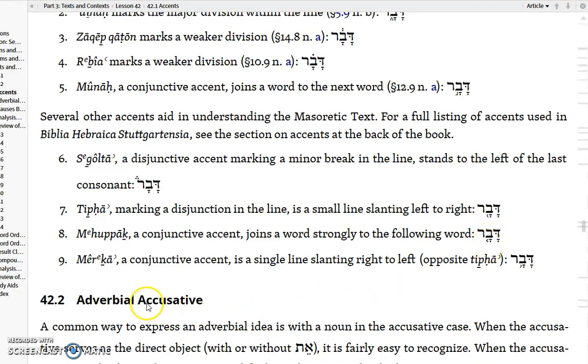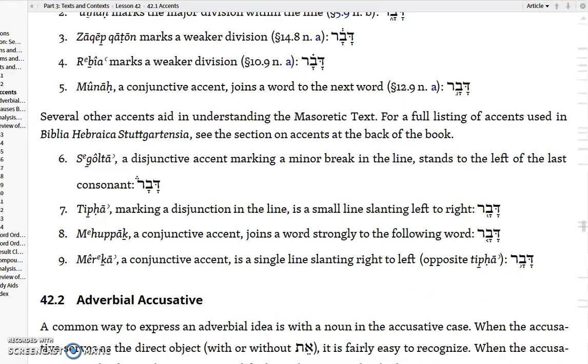And then there's the maraka, a conjunctive accent, a single line slanting to the right, the opposite of the tifcha. So slanting right to left, and again it's kind of pointing forward to say keep reading.